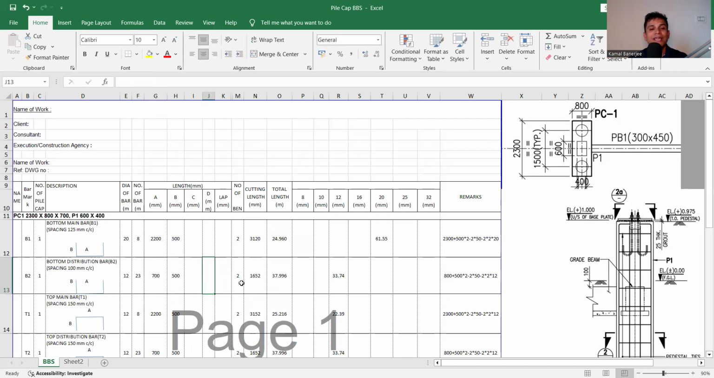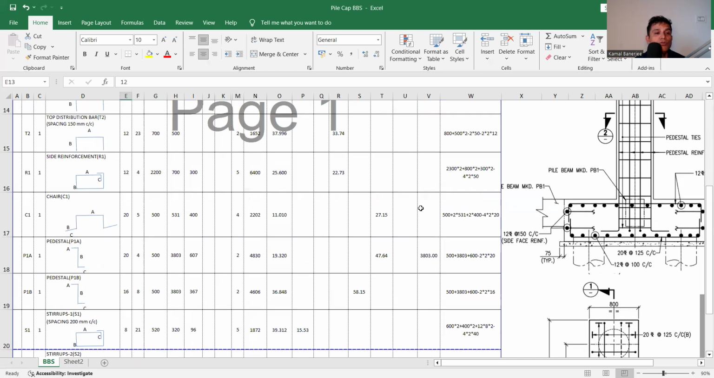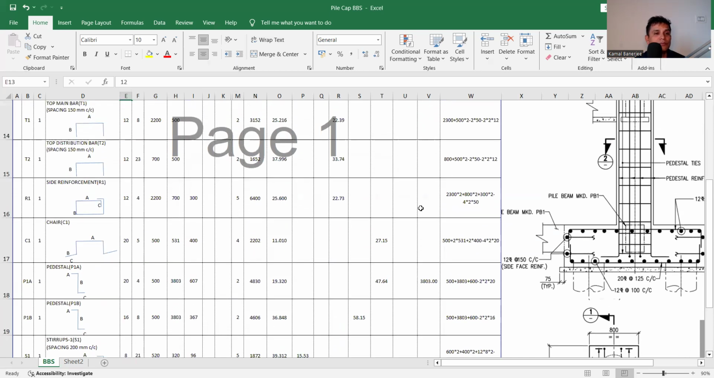So again, the same way, number of bend is there. Cutting length is 1.62, and then 37.96 is the total length, and 33.74 is the total weight of the 12 dia bar, because it's a 12 dia bar in the other direction, right? From where we are getting? From here. Now, the same way we need to check the top bar.